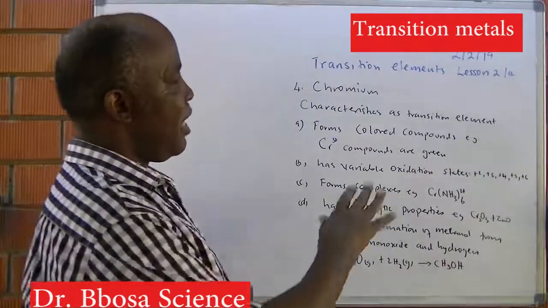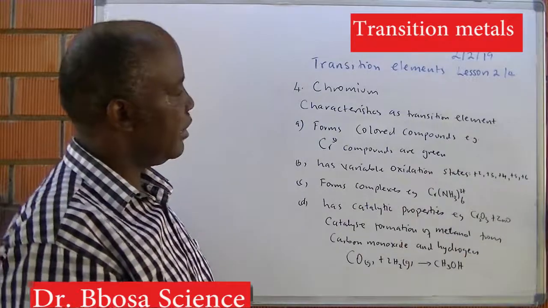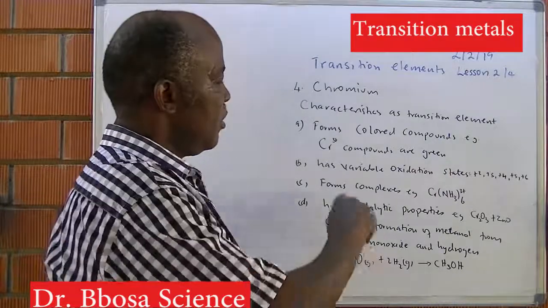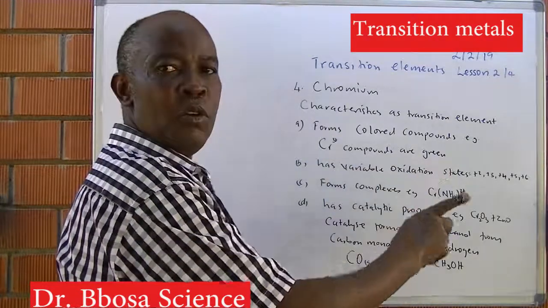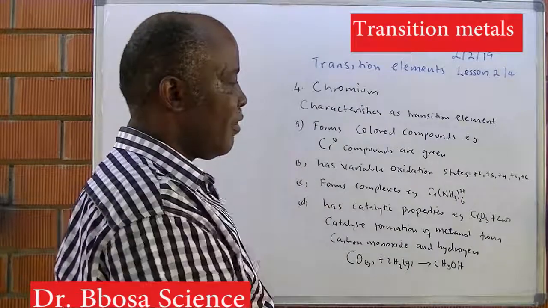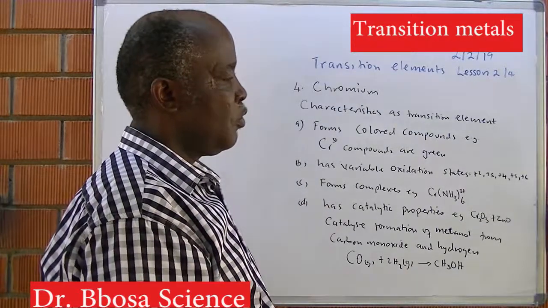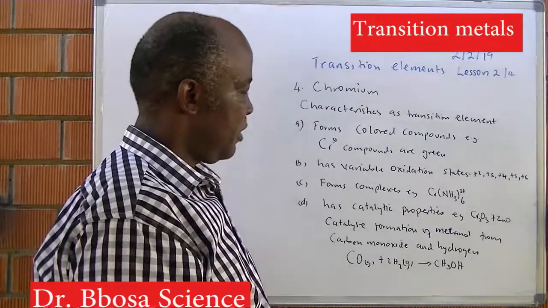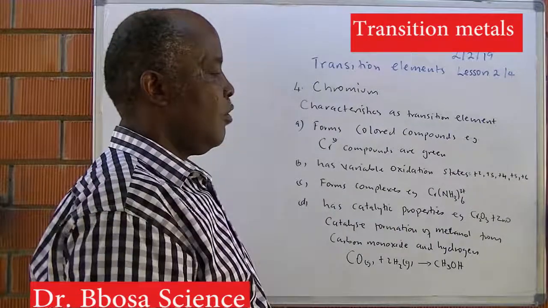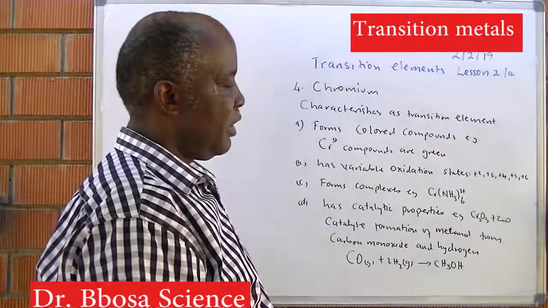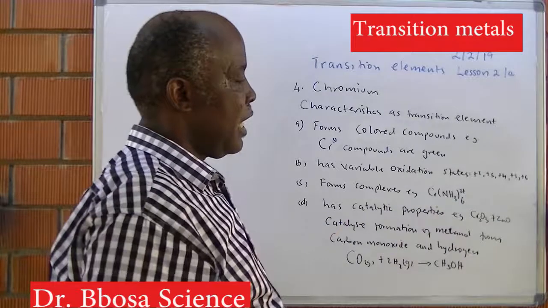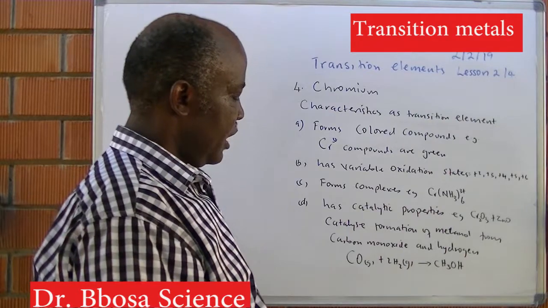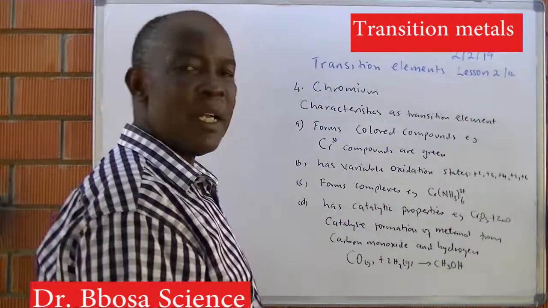Properties of chromium as a transition element. A, it forms colored compounds. For example, chromium(III) compounds are green. B, it has variable oxidation states, positive 2, positive 3, positive 4, positive 5, and positive 6. C, forms complexes. For example, hexaamminechromium(III) ion. D, it has catalytic properties.